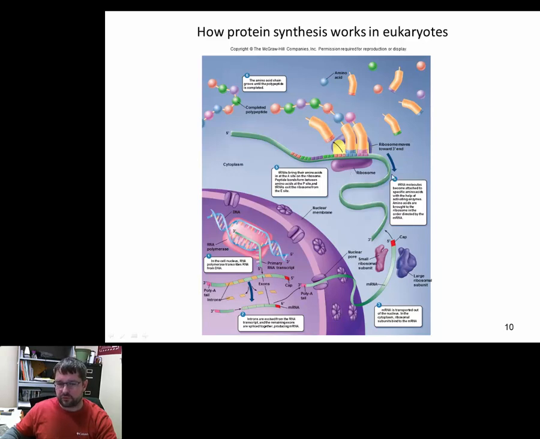And like I said before, some amino acid chains can be 300, 500, 1,000 amino acids long, so it can take a lot of transfer RNAs to build those large proteins, those large polypeptide chains.